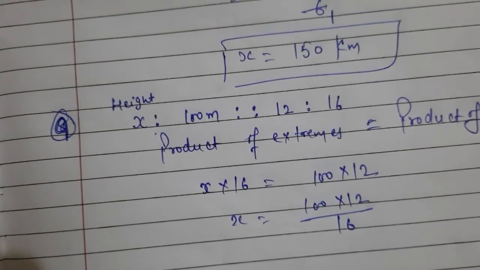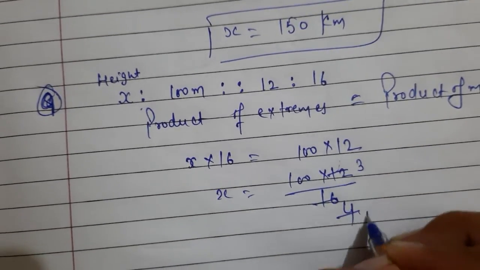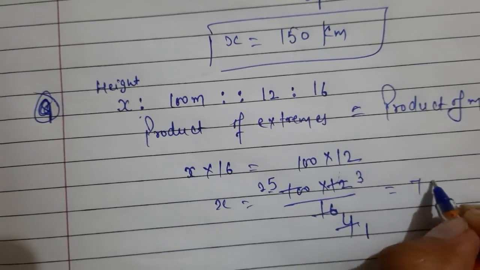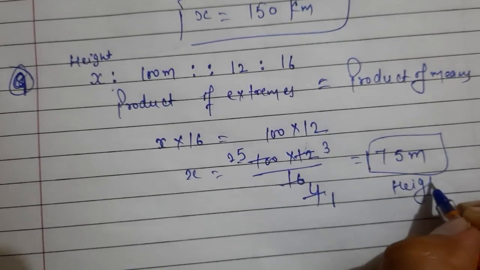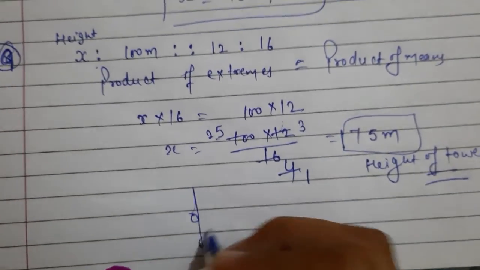We can cut it on the 4 table. 4 threes are 12, 4 fours are 16, 4 ones are 4, 4 twenty-fives are 100. So 25 threes are 75 meters, which is the height of the tower. Clear to all? With this, question 8.2 is completed.